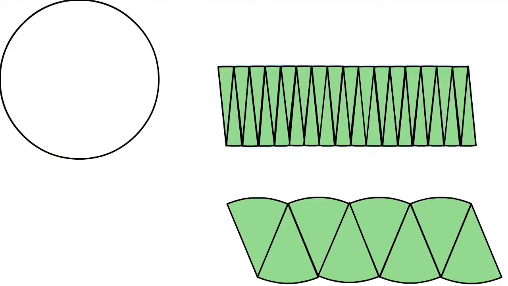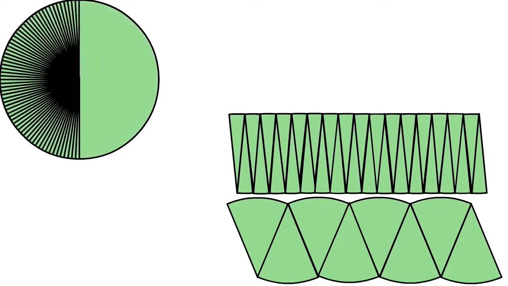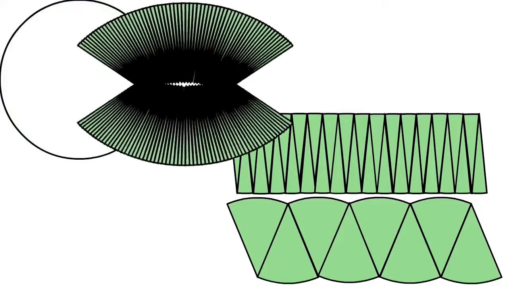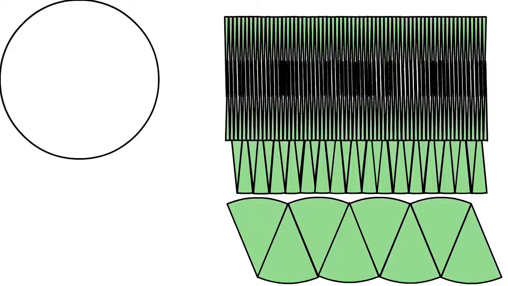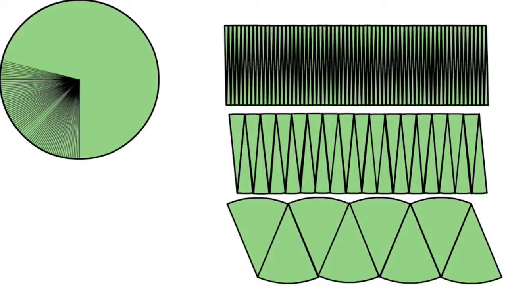You can see that it appears more like a rectangle. So if we divide the circle into even smaller pieces, you can see that every time the shape becomes more like a rectangle. So how small must we divide a circle before we can get a perfect rectangle?